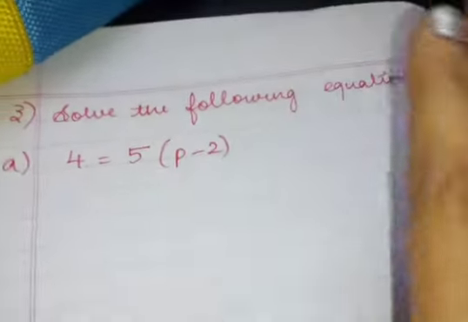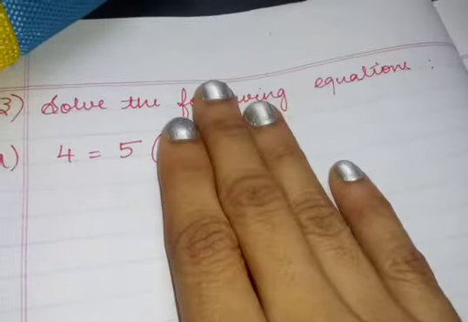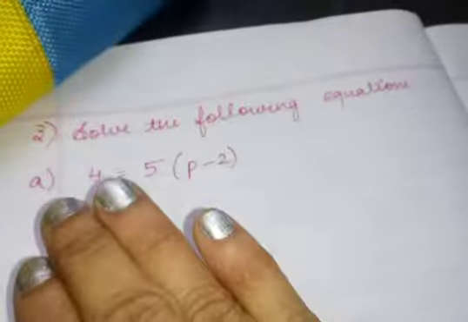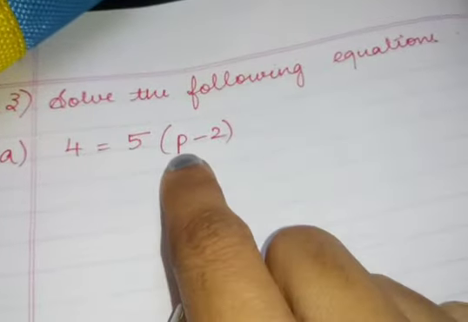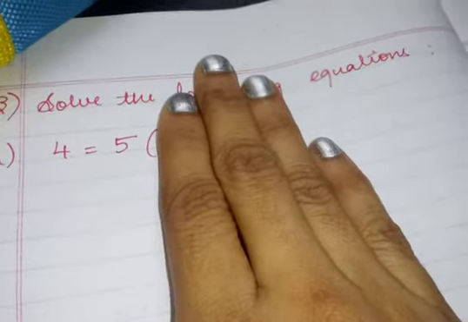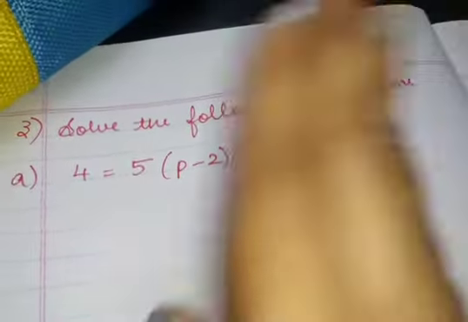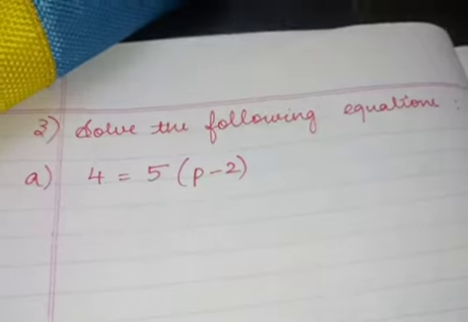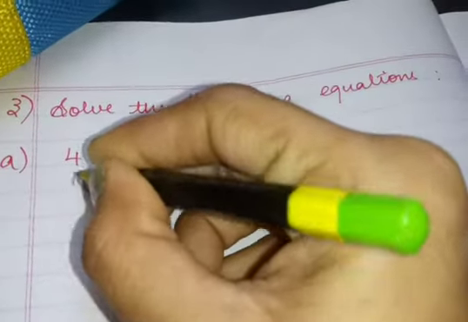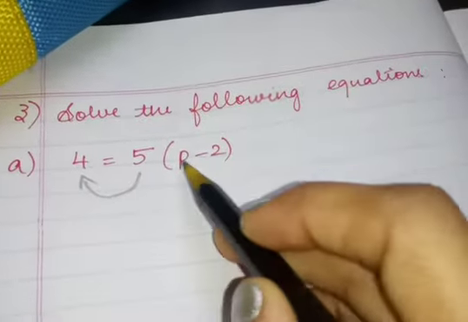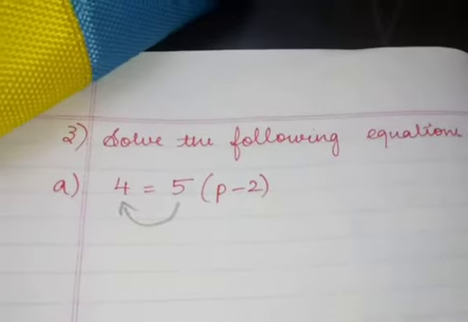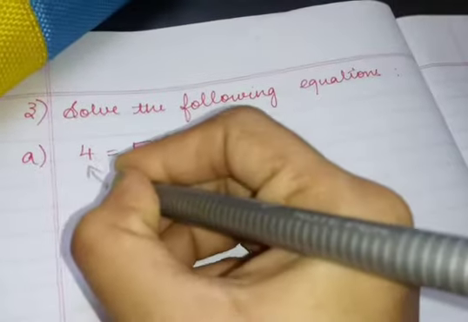No problem. Where the variable is there, keep the variable as it is. You bring the others towards the next side, okay? Where the variable is there, you keep that variable at that place itself and bring all others towards the next side. Now which one do you have to shift? You should shift this 5 towards the other side. Why? Because the variable is on the right hand side, so you should keep the variable on the right hand side itself.